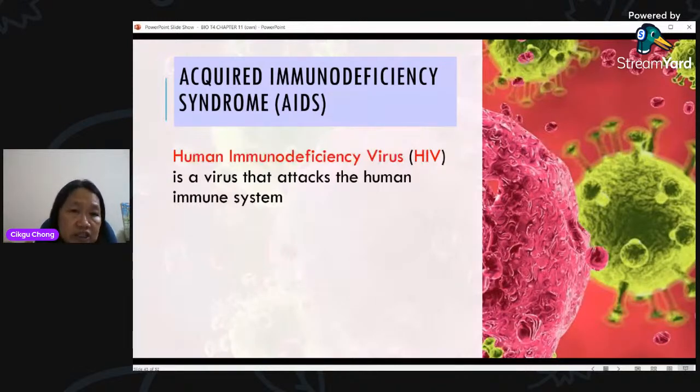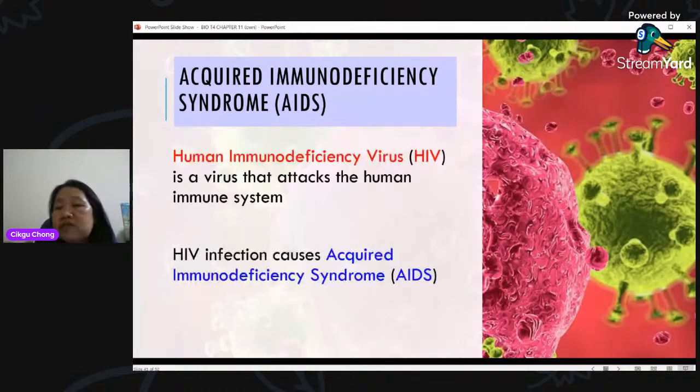So when you say HIV, you're referring to the virus that attacks the human system and weakens it. And the disease that the person gets after being attacked by this HIV is called AIDS. So this is the name of the disease, so do not mix up. HIV is the virus name. AIDS is the name of the disease: acquired immunodeficiency syndrome.